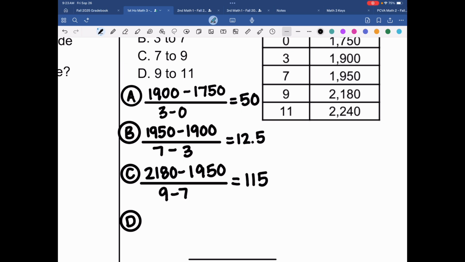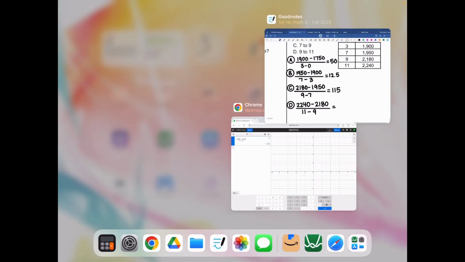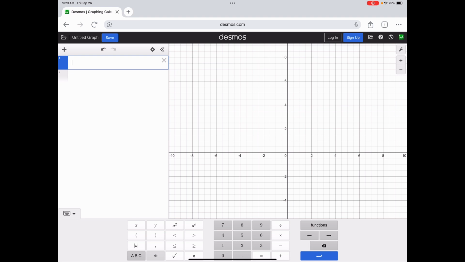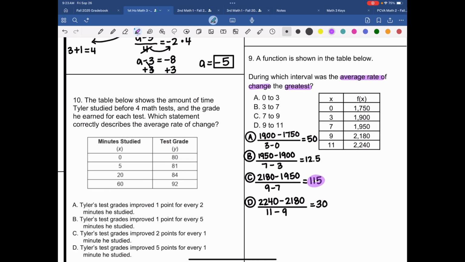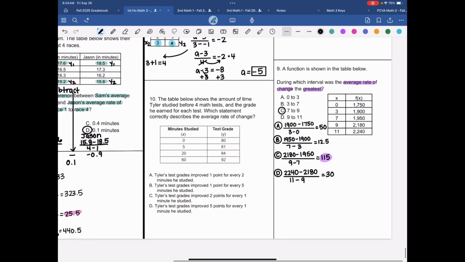We're going to do 9 and 11. So we're going to do the Y values for the 9 and 11, and then we're going to substitute that into Desmos. So last one, and then we can finally compare which one is the greatest. And we get 30 for that one. So when I look at this one, the one that has the greatest amount of change is going to be 115. So 115 was C, and if they had asked for the least, then the least would have been B.